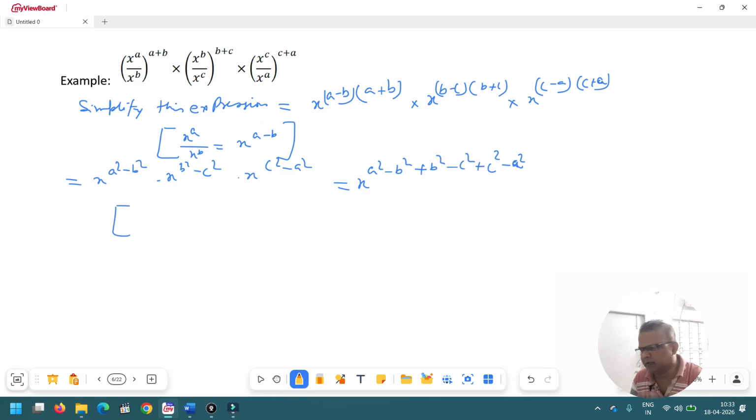Using the formula x power a into x power b is equal to x power a plus b, x power a plus b is equal to x power 0, that is equal to 1. That is the answer.